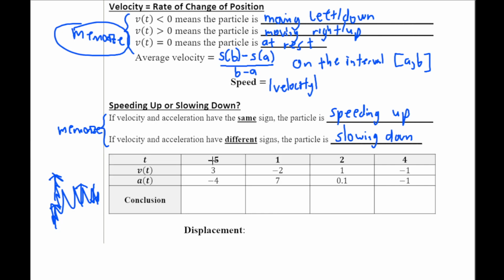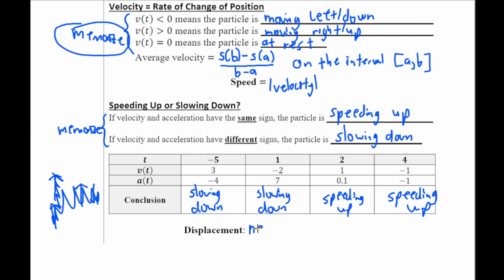So if you look here, right, at t is equal to -5, the particle has a positive velocity, negative acceleration. Therefore, the particle is slowing down. Here, opposite signs too, slowing down. Here you have the same sign, so speeding up. At 4, because they are both negative, the same sign, speeding up as well. So displacement is the net change in position.